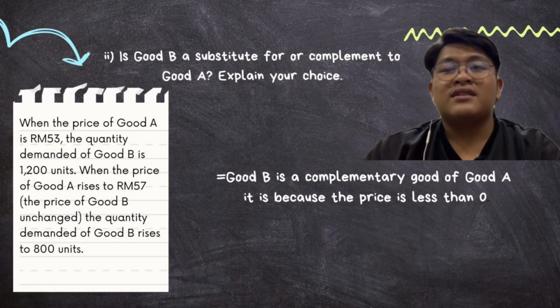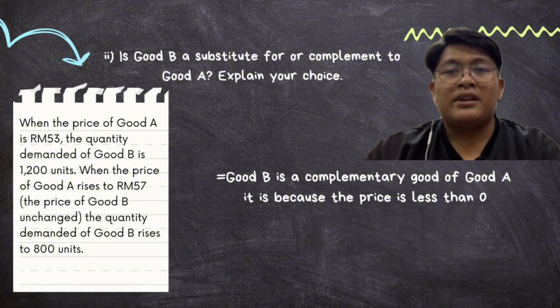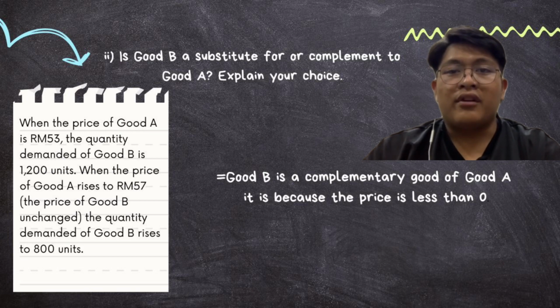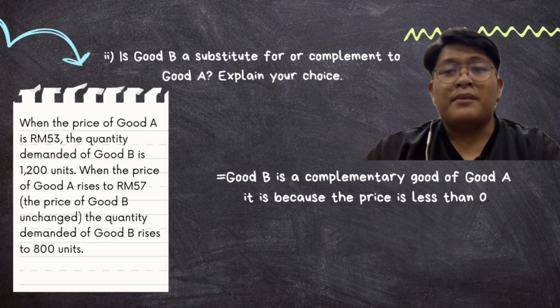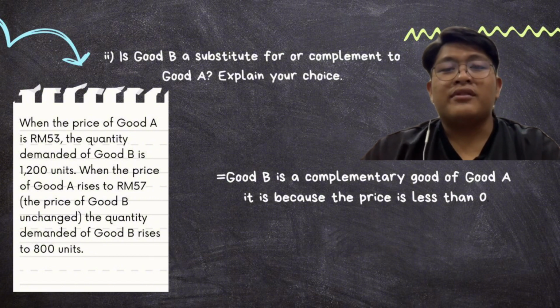The second question is, is good B a substitute or complement of good A? Explain your answer. Good B is a complementary good of good A. It is because the elasticity is less than 0. A complementary good is an object used in combination with another product or service. Usually, when consumed alone, the complementary good has little or no value. Still, when paired with another good or service, it adds value to the overall value. Examples of complementary goods are hot dogs and hot dog buns, smartphones and protective cases, printers and ink.